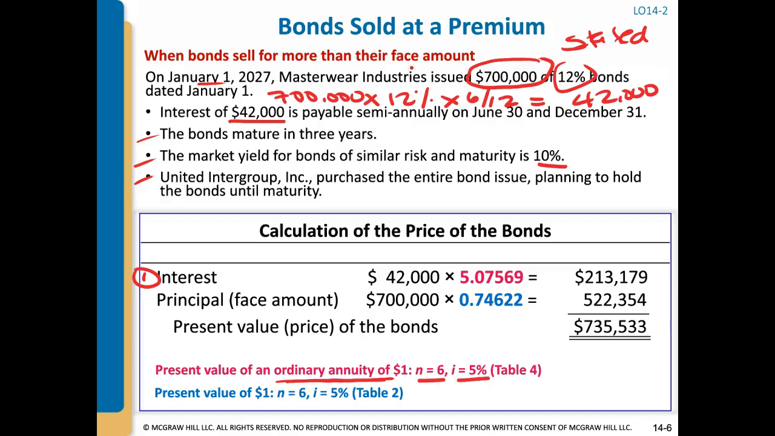And we use the market rate to determine our selling price. When we look at the present value, we use the market rate, not the stated rate. The market rate is equal to 10%. However, that's an annual rate, so we have to divide by 2 because we're making 2 payments a year. You're going to take that $42,000 interest payment times the present value of an ordinary annuity using n equals 6 and i equals 5.